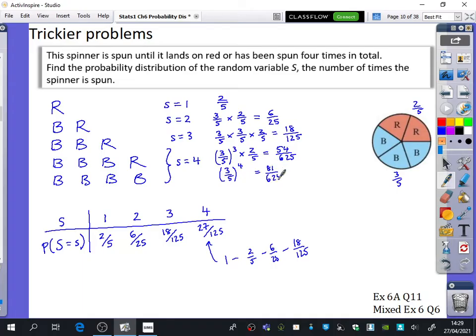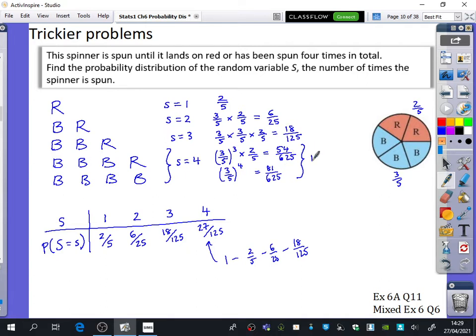81 out of 625. So then how have they got 27 out of 125 from these? Did they subtract? No, they didn't subtract them. What would they do with these two probabilities? Because it's either this one or this one. No, not multiplying. That's if they and happen. You combine them, you add them together.